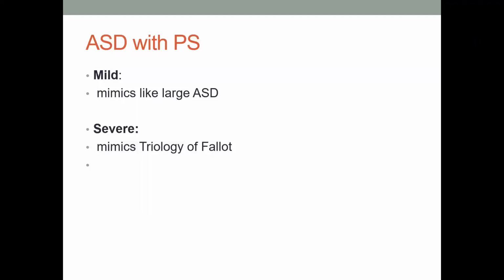It will still be wide fixed split as long as ASD is deciding the hemodynamics. It will be wide fixed split, and the P2 could actually be soft. These are the features which can happen. But what would happen if there is a PS which is so severe that it is behaving like a TOF? This is what we call trilogy.